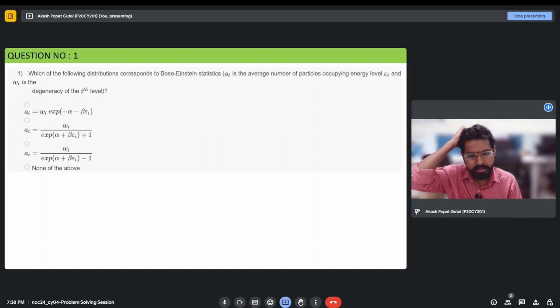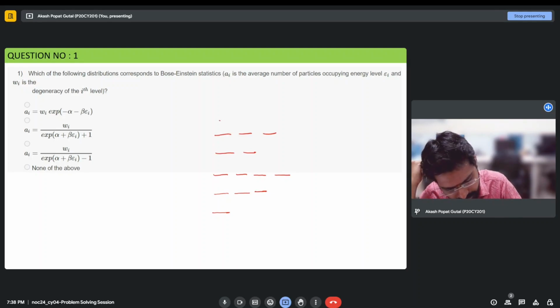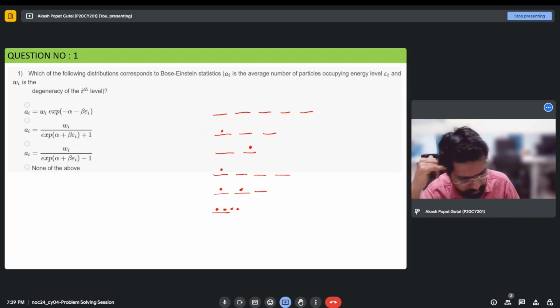So what this question suggests is we have a system where each level has some degeneracy. Different levels have their different degeneracies. And we are asked how these particles are occupied in it. Fine.